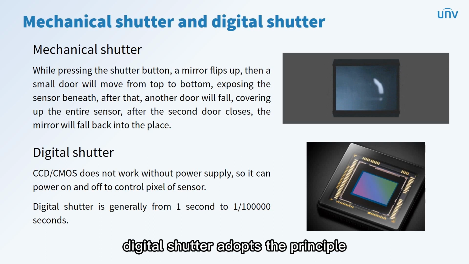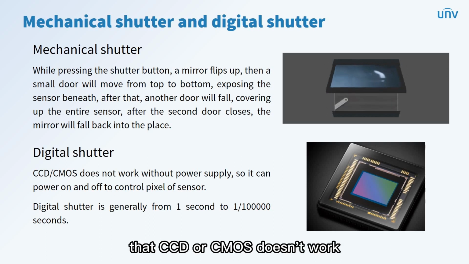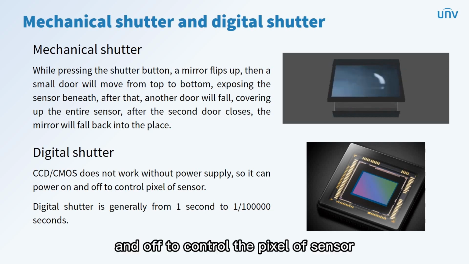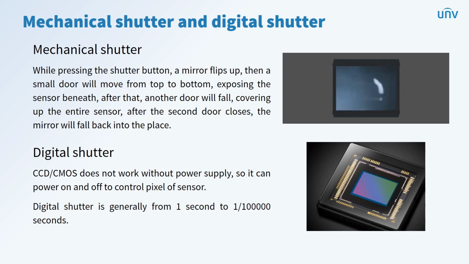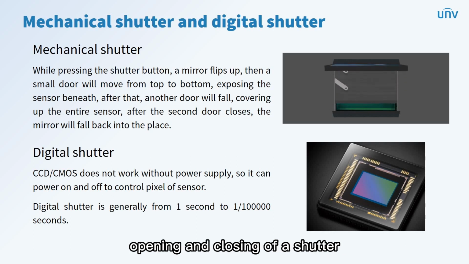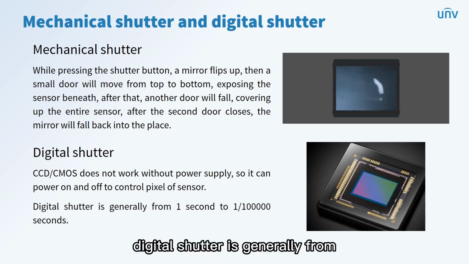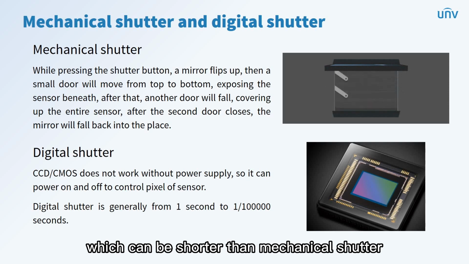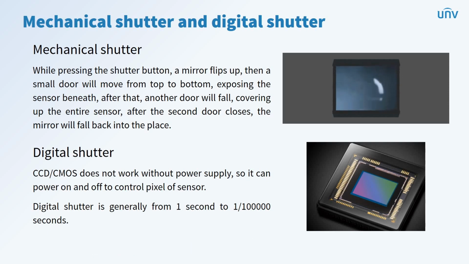Digital shutter adopts the principle that CCD or CMOS doesn't work without power supply, so it can power on and off to control the pixels of the sensor. Therefore, there are no physical moving parts for opening and closing of a shutter. Digital shutter is generally from 1 second to 1 out of 100,000 seconds, which can be shorter than a mechanical shutter, and has a faster shutter speed.